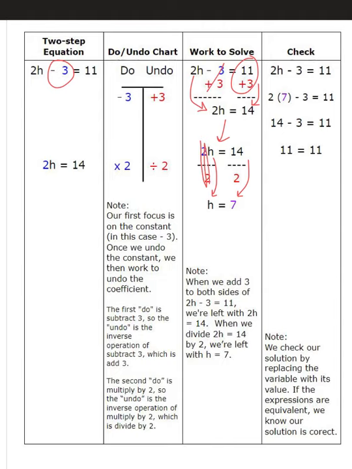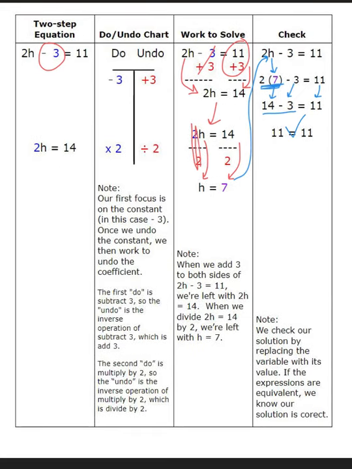So when I check my answer, it's going to work the same way. Copy the original equation, substitute in your value. So for h, we're going to put the 7 that we had over here. So 2 times 7 minus 3, order of operations, 2 times 7 is 14, bring down the minus 3, bring down the 11. 14 minus 3 is 11. Okay, and of course there's all these little notes down here that you can read through.